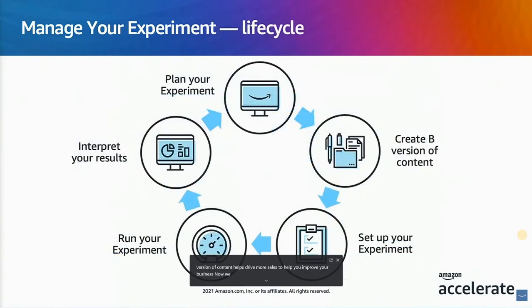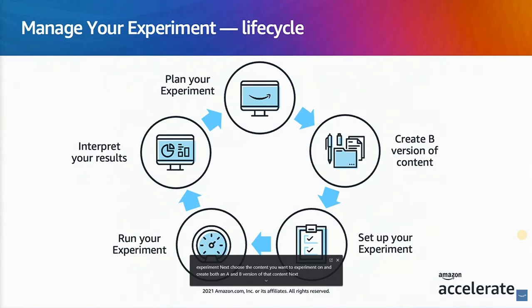Now, we will walk through how you can create experiments in the Amazon store. There are 5 easy steps to the Manage Your Experiments lifecycle. First, you want to plan your experiment. Think about your hypothesis and what you hope to learn from your experiment. Next, choose the content you want to experiment on and create both an A and B version of that content.